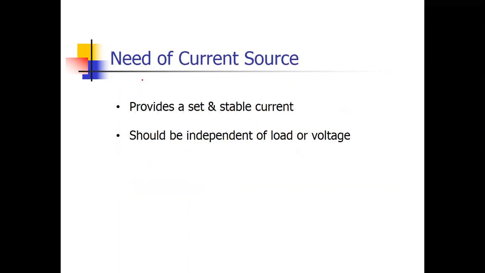So first of all, what is the need of current source? Why do we need the current source? The reason is we want a fixed, stable, constant current. And whatever the current is, it should be independent of load or voltage. So that's why we need the current source. We want a stable, fixed current, and it should be independent of load or voltage.